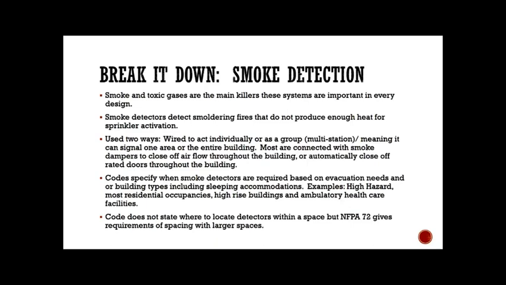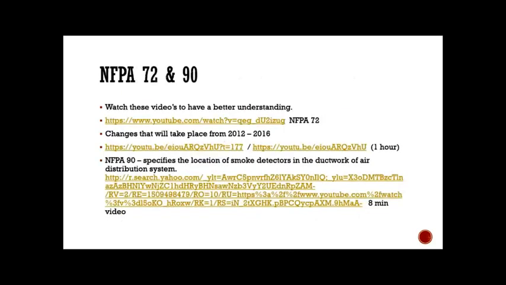Codes do not state where to locate detection systems within a space, but NFPA 72 gives requirements for spacing in larger spaces. So let's talk about NFPA 72 and 90. I want you to take time to watch these videos to have a better understanding. You might click on it and then come back to the video.